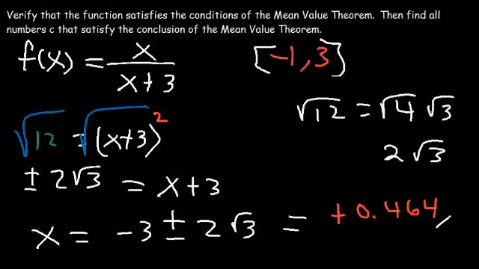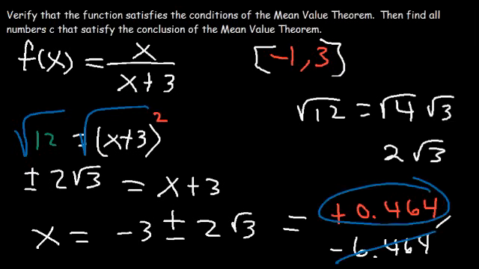Now for the other answer, -3 minus 2 root 3, this is -6.464, which is not in the interval, but positive 0.464 is between -1 and 3. So at this c value, the slope of the tangent line is equal to the slope of the secant line. So this is the answer.